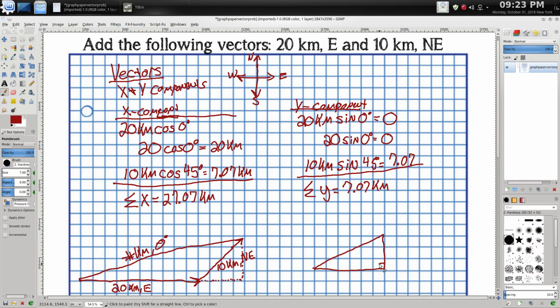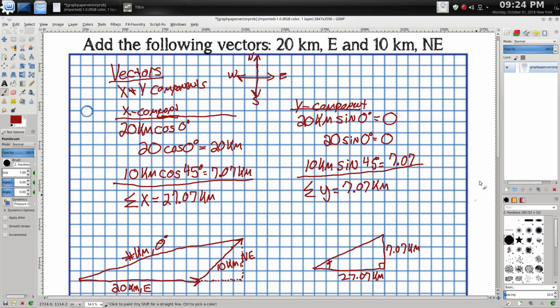And yes, it allows us to treat it like a nice right triangle. And we can label our x as 27.07 kilometers. And we can label this side as 7.07 kilometers. And all that we're going to be left with is trying to find this diagonal and this angle. That's the whole purpose of summing up all your x components and summing up all your y components, so we can draw one nice, pretty triangle, and we can calculate its diagonal and its angle.